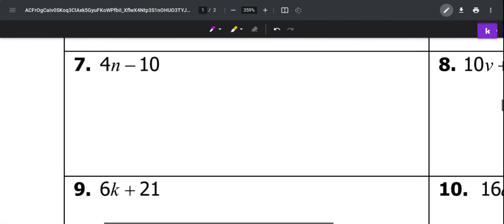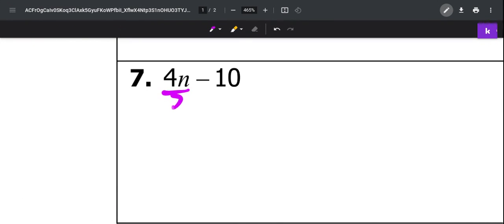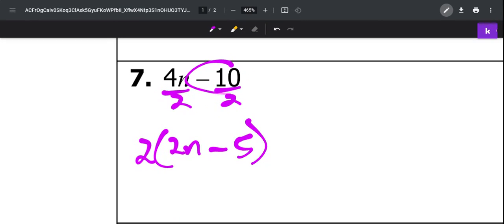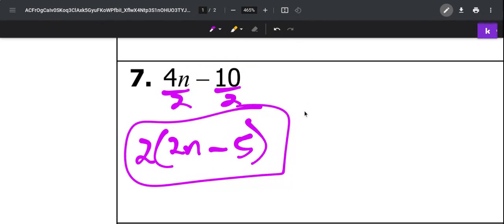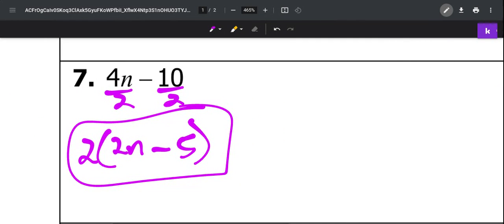So on number 7, hopefully you said the GCF would be 2. So that means we can divide each of these by 2, but nothing bigger. So 2 goes on the outside. Now 4 divided by 2 is 2, and then n comes down. So this would give us 2n minus, then we do 10 divided by 2, which is 5. Or you could treat this like negative 10 divided by 2 and say negative 5, which turns into minus 5. And that's our answer. Yeah, that would be our answer.